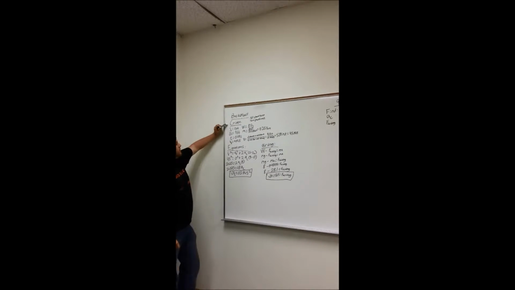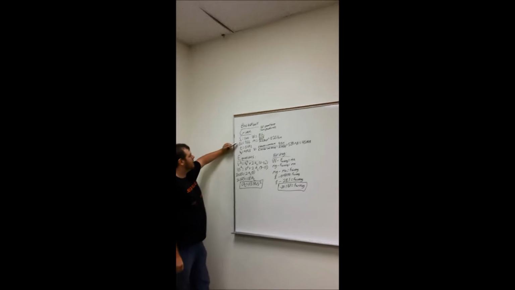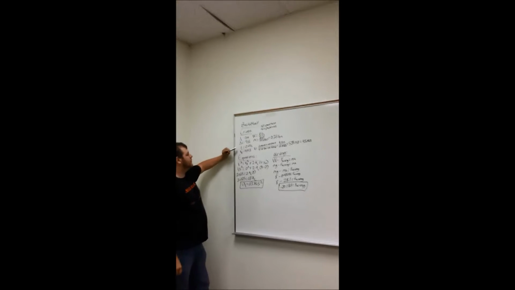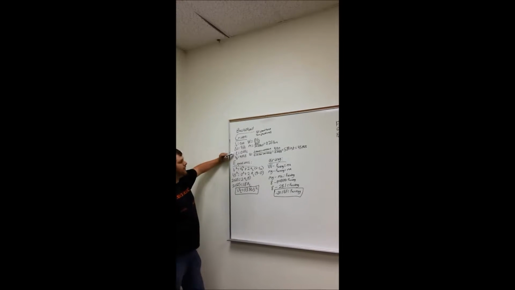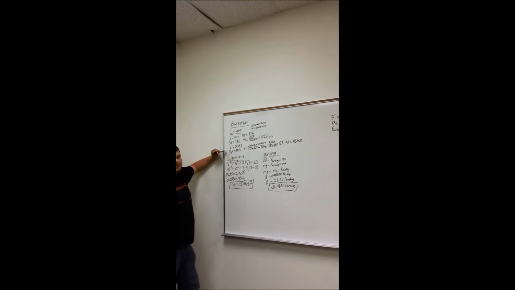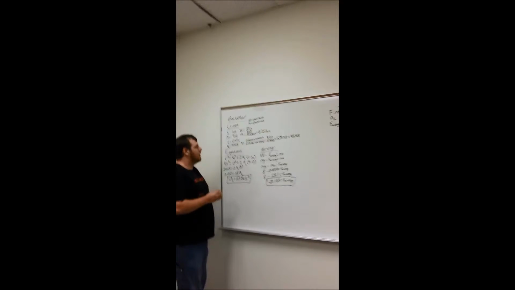Our givens for our basketball: the S naught, which is the starting point, is 0 feet. The delta S is 9 feet. The time that it took for the object to travel the entire distance was 0.54 seconds. Velocity naught is 0 because that's when you're holding the object before you drop it.